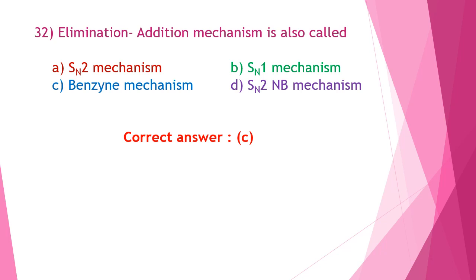Question number 32. Elimination-addition mechanism is also called. Here, for this type of reaction, the answer is benzyne mechanism. Elimination-addition mechanism is also called the benzyne mechanism. Option C is correct.